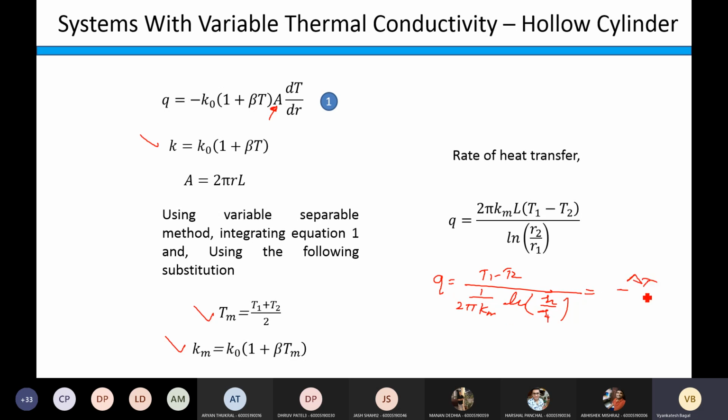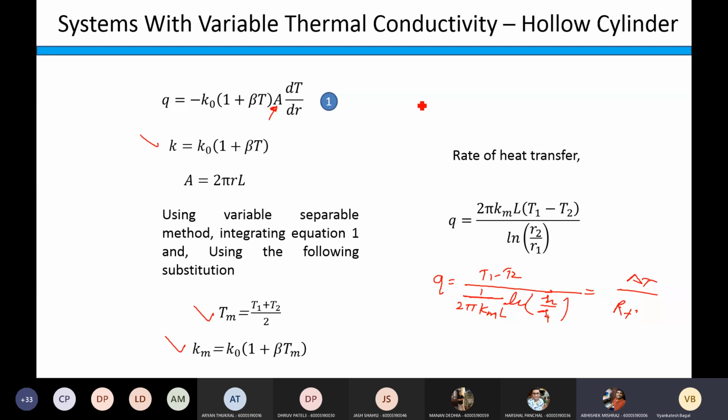This is nothing but delta T by R, thermal resistance, correct? So this is thermal resistance, we know. I missed out L here, 2 pi Km L. So this is your thermal resistance. So do you remember when K is constant, how we used to write the thermal resistance? 1 upon 2 pi KL Ln R2 by R1. So here K is replaced by Km. Is it clear?